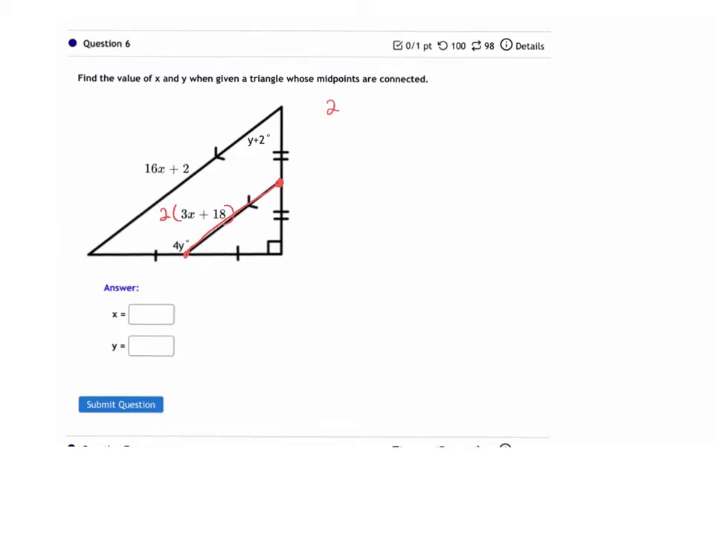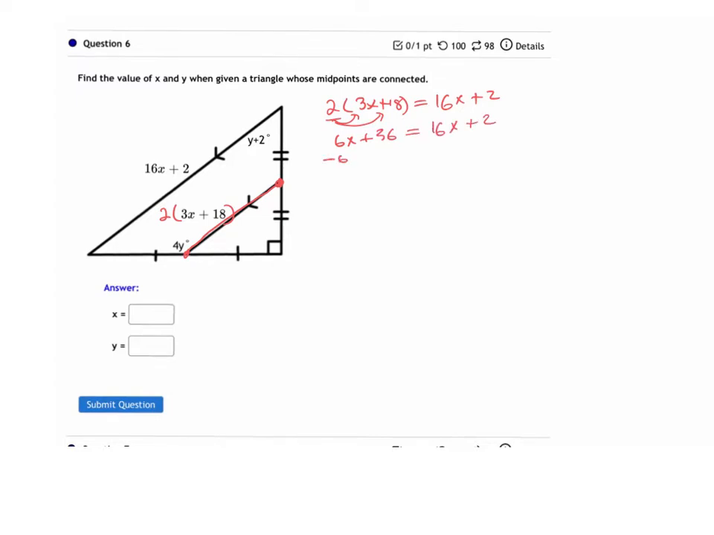So I can set up an equation. 2 times 3x plus 18 is equal to 16x plus 2. I'm going to distribute, and I'm going to get 6x plus 36 is equal to 16x plus 2.